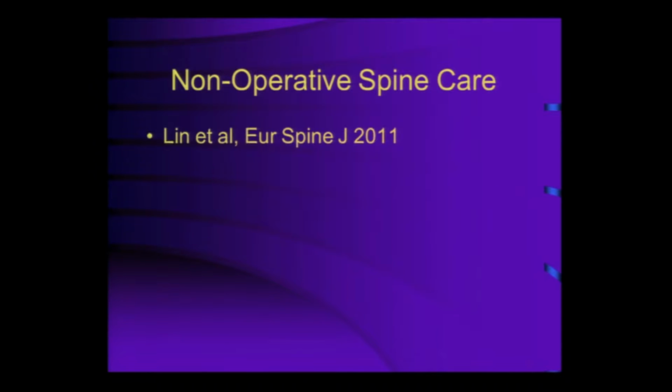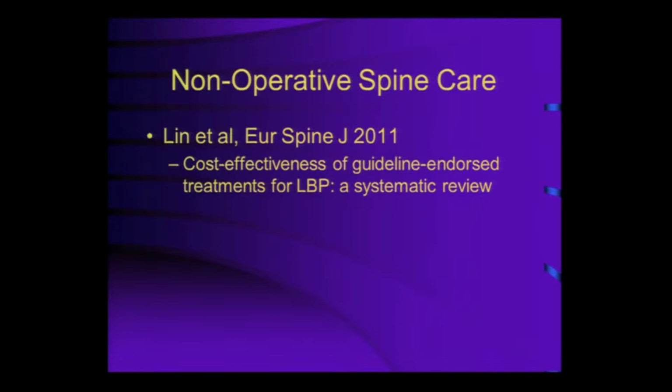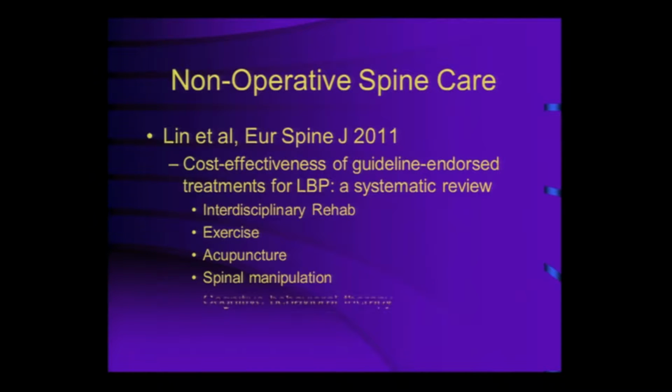That was very helpful. If you look at non-operative spine care as a whole, a number of things really do seem to be cost effective. It also depends how you look at it. A systematic review of cost effectiveness of guideline-endorsed treatments for back pain came out a couple of years ago. They really found, looking at 26 different articles, that a number of things in non-operative care were clearly cost effective for back pain. Interdisciplinary rehab, which has been shown in multiple studies to be highly cost effective actually. Exercise, acupuncture, spinal manipulation, and cognitive behavioral therapy, all very helpful from a cost effectiveness standpoint when looked at in this light.